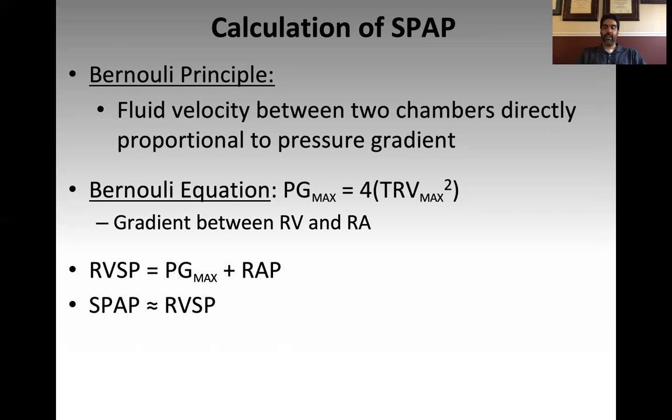So in this case, the gradient between the right ventricle and the right atrium. 4 times TR jet velocity squared gives you the pressure gradient between RV and RA. If you take that pressure gradient and add it to your right atrial pressure, that will give you the RV systolic pressure, which is about equivalent to the PA systolic pressure.